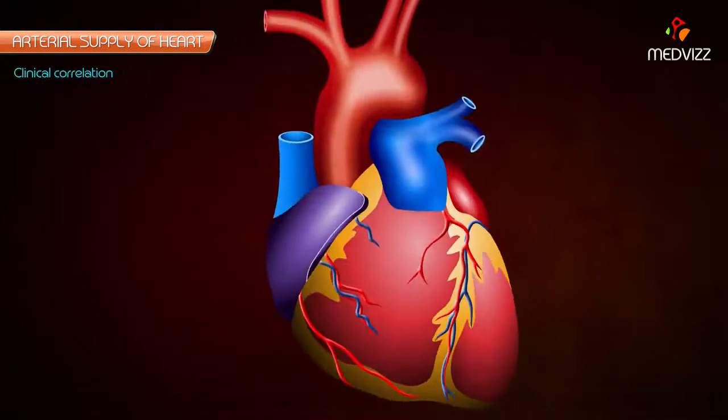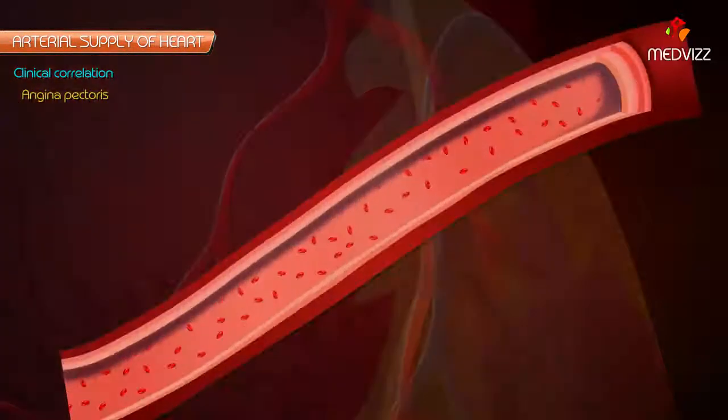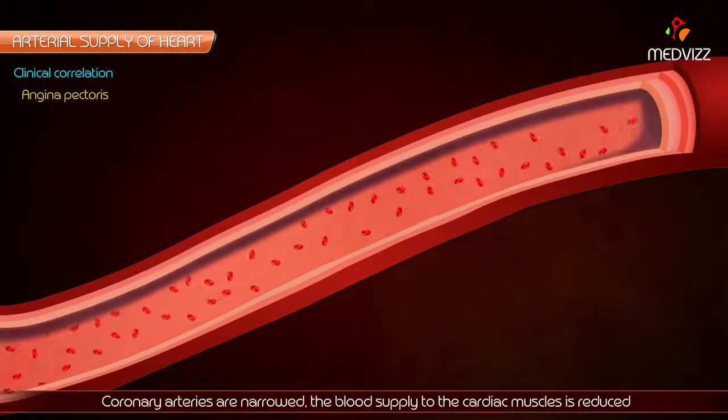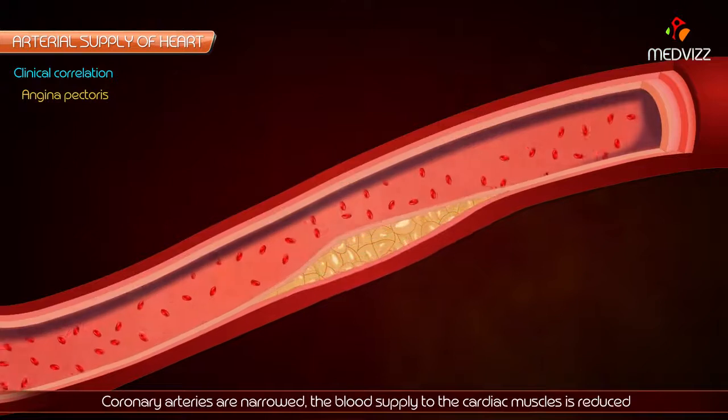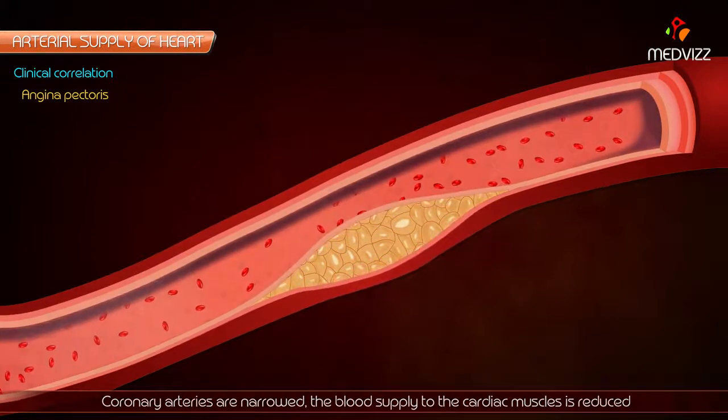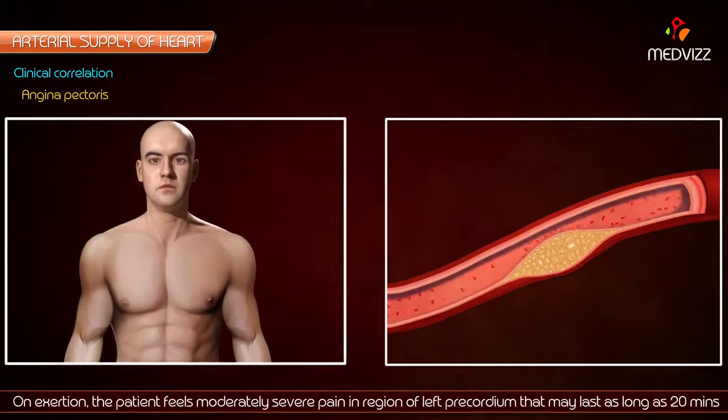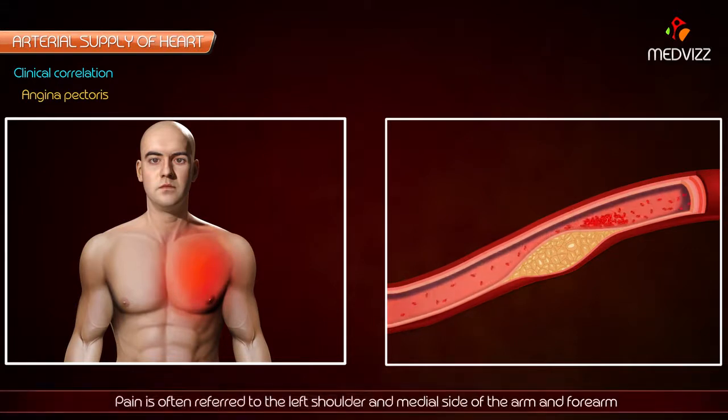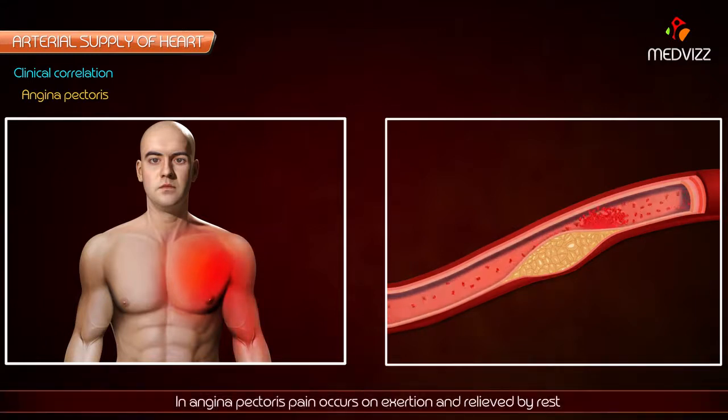Clinical correlation. Angina pectoris. If the coronary arteries are narrowed, the blood supply to the cardiac muscles is reduced. As a result, on exertion, the patient feels moderately severe pain in the region of left precordium that may last as long as 20 minutes. The pain is often referred to the left shoulder and medial side of the arm and forearm. In angina pectoris, pain occurs on exertion and is relieved by rest.